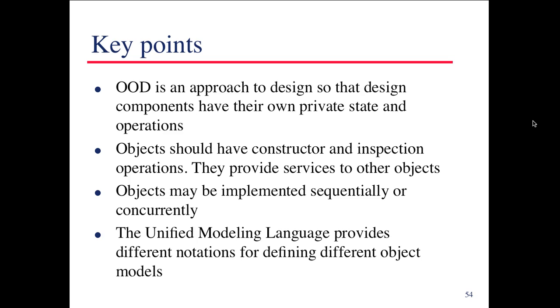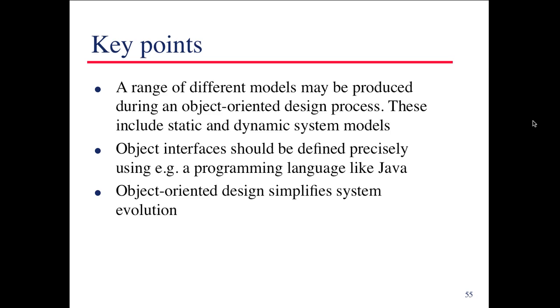Unified Modeling Language, UML, provides different notations and different object models. And so there's really no de facto standard in terms of what is required for the design. What there is essentially is what is going to be needed to understand the system. So a range of different models might be produced during the object-oriented design process. Might be static, dynamic system models, might be any type of system model.